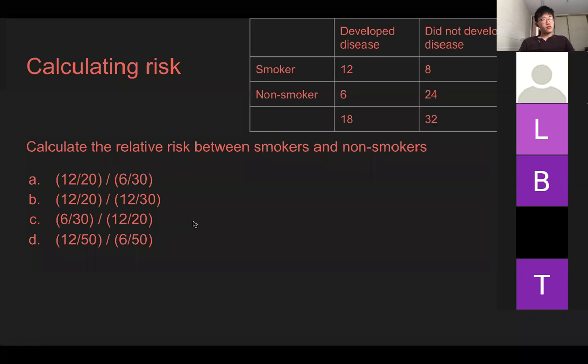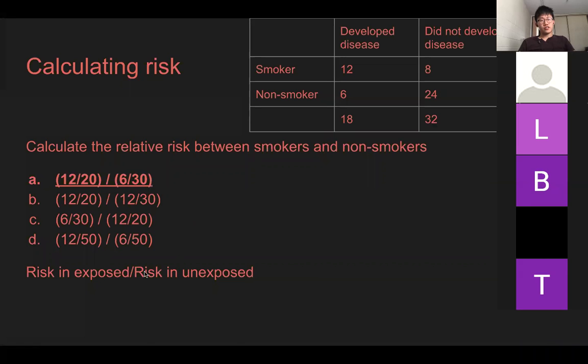Yep, I'm getting A's, that's good. It's the risk in exposed divided by the risk in the unexposed. So how do we find the risk in exposed? You've got your 12 divided by, so of the people who are exposed, it's 12 over 20, because smokers are the ones you'd consider exposed, and the risk in the unexposed. So it's 6 out of your 30.